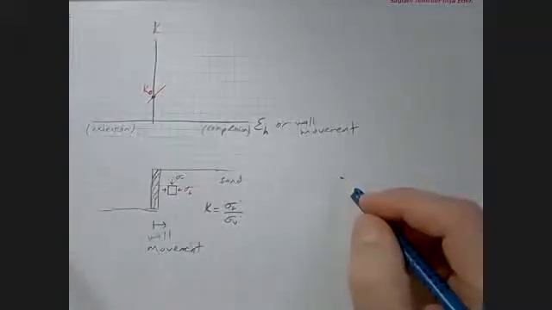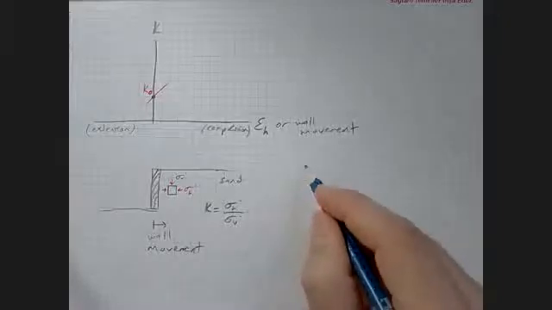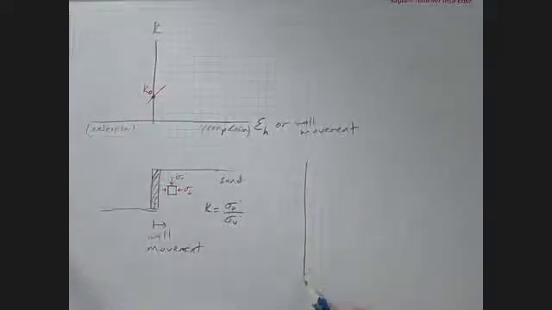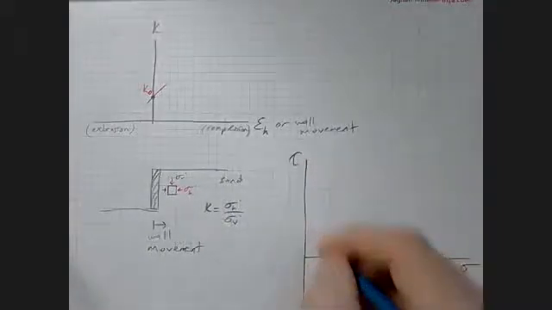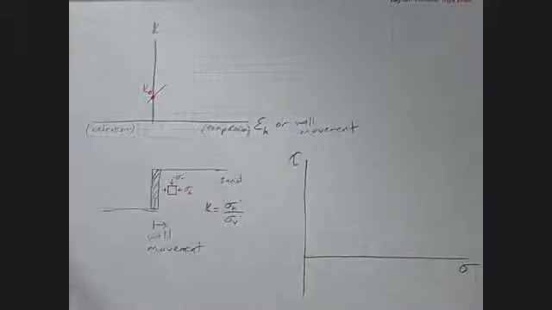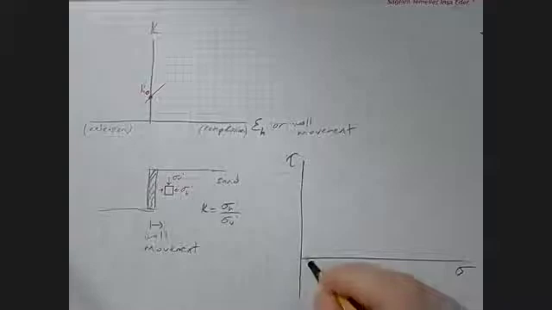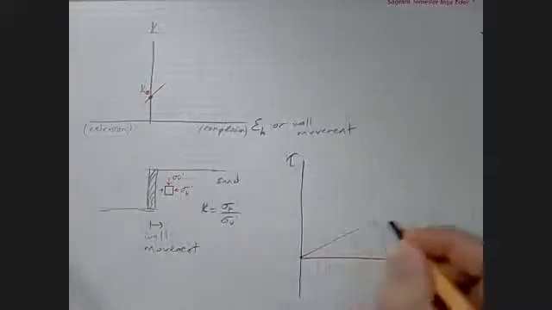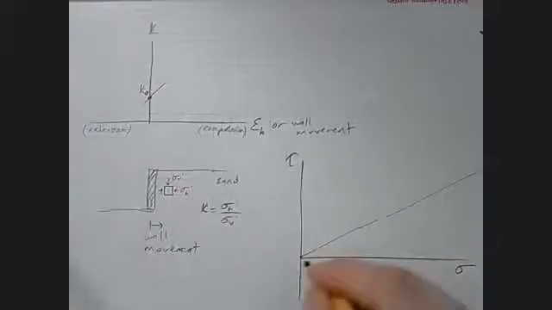Now, let me plot a Mohr-Coulomb plane, and here is my, let's say here is the Mohr-Coulomb strength envelope, so here is my friction angle.